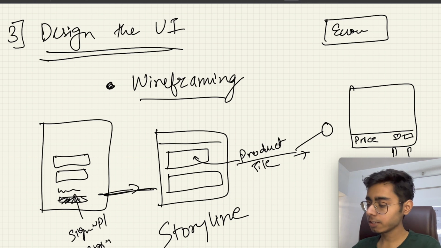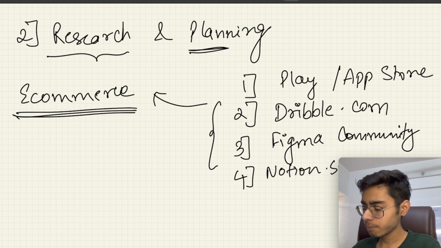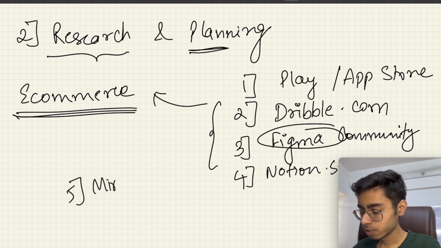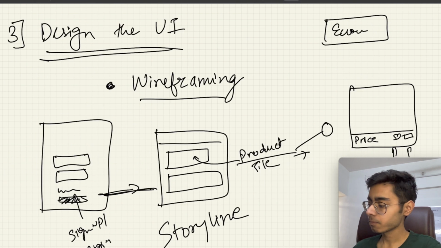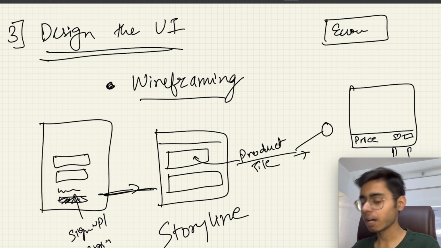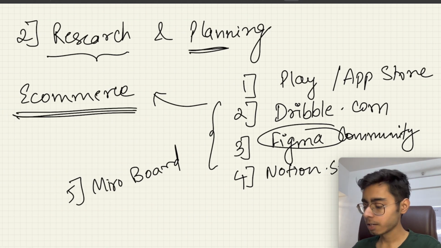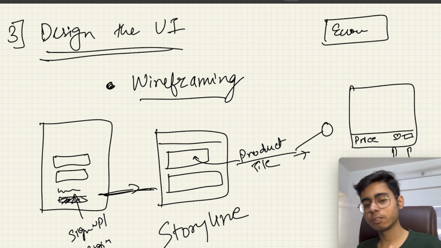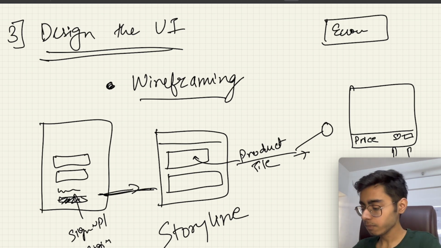Now after designing the wireframe, you can go on the same platforms, that is Figma, and the next platform is Miro board. This is also a very wonderful tool. I use Miro board for wireframing only, and I use Figma only for designing my apps. But if you like Miro board, you can use Miro. If you like Figma, you can use Figma. My personal choice is Figma. So this was the third step, that is designing your user interface.